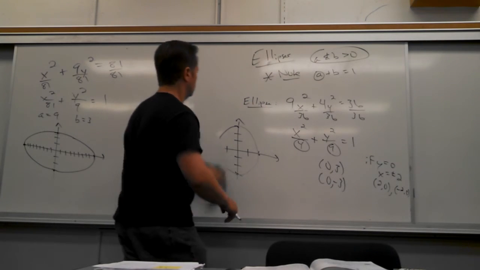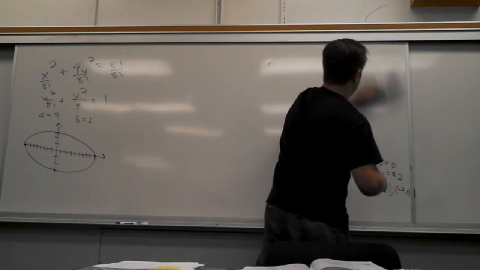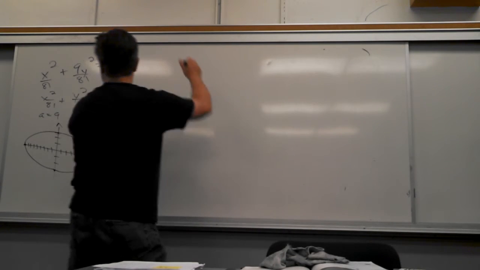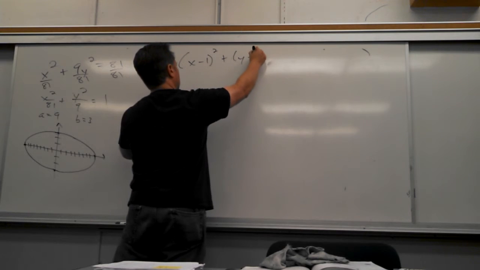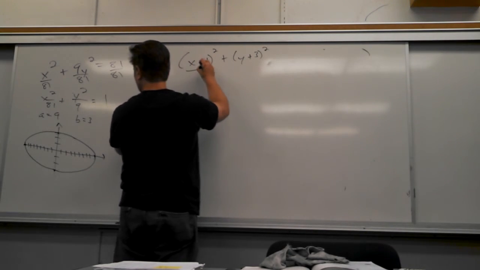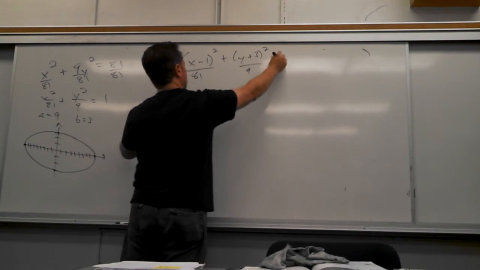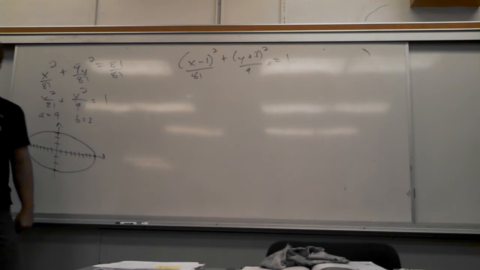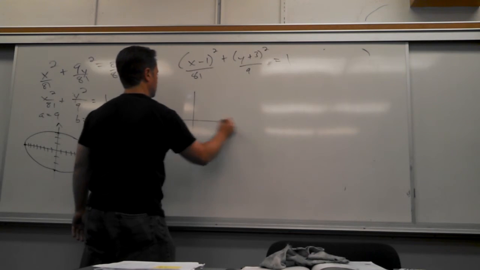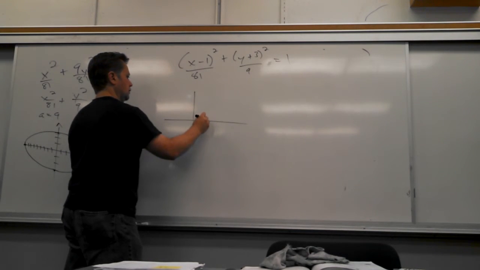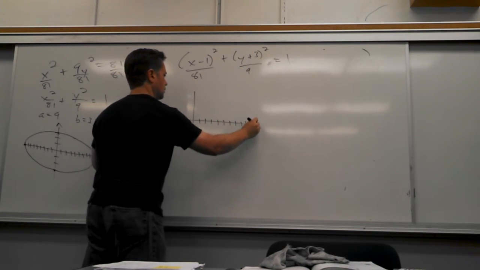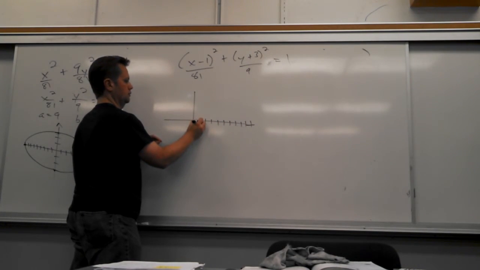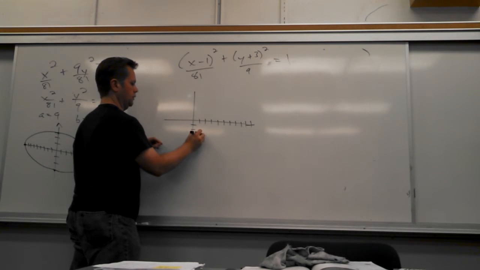All right. So if the equation would have been this instead, how would I have changed things? If the equation would have been (x minus 1) squared plus (y plus 3) squared, everything's the same except that. So I would go right 1, down 3. Cool, that would be the center.